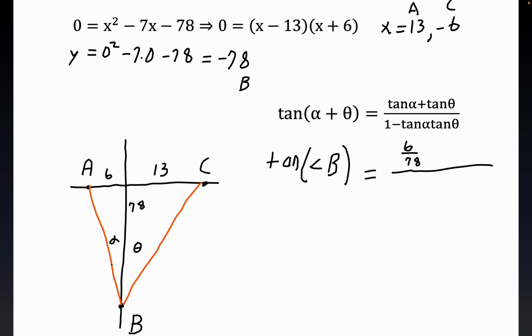Here's angle alpha right here. Tangent of alpha is the length of the opposite side over the adjacent side. And similarly, we get 13 over 78 for the tangent of beta. And you know, this trig identity is not hard to prove just from the addition formulas for sine and cosine. So let's go 1 minus the product.